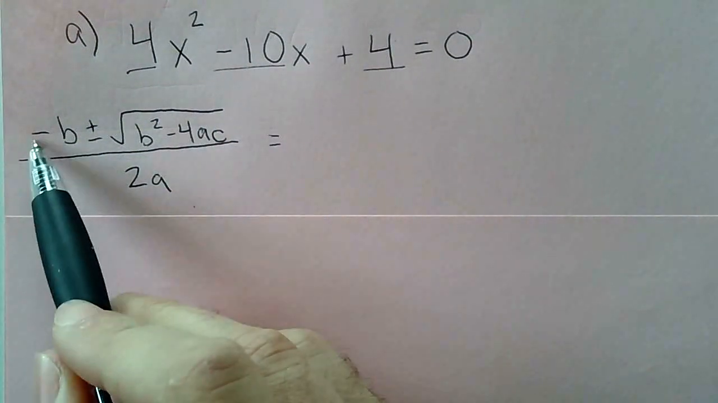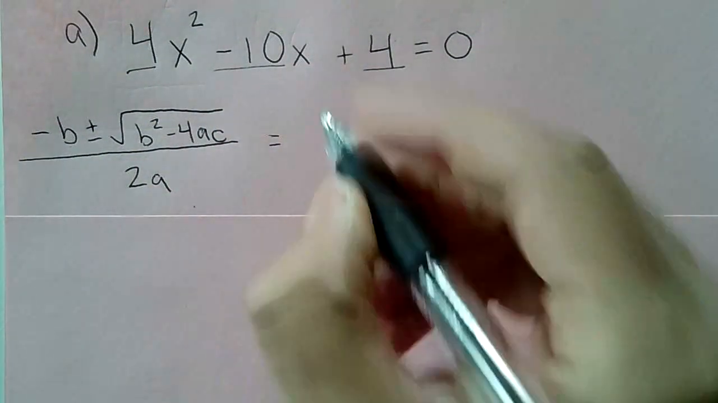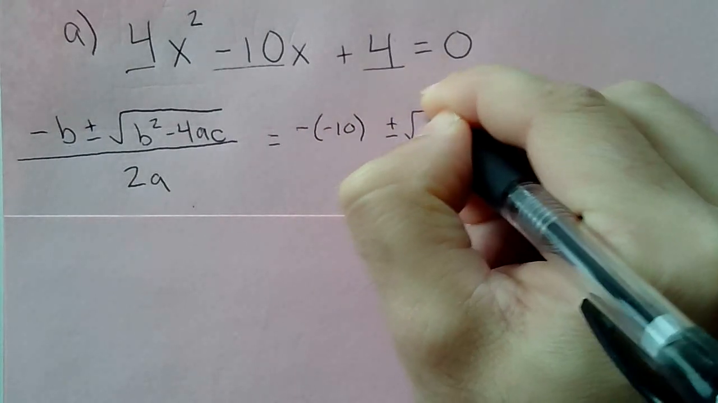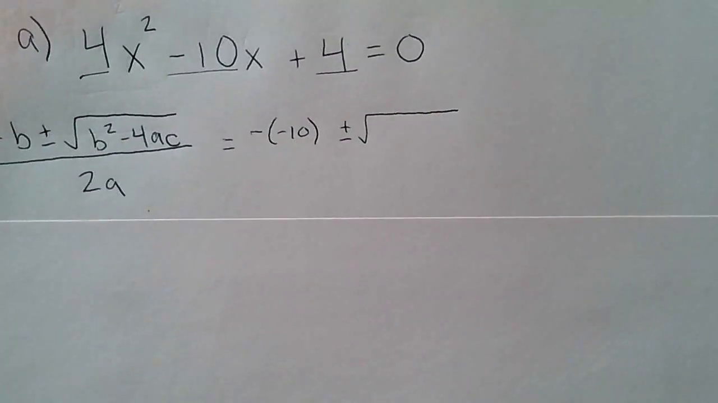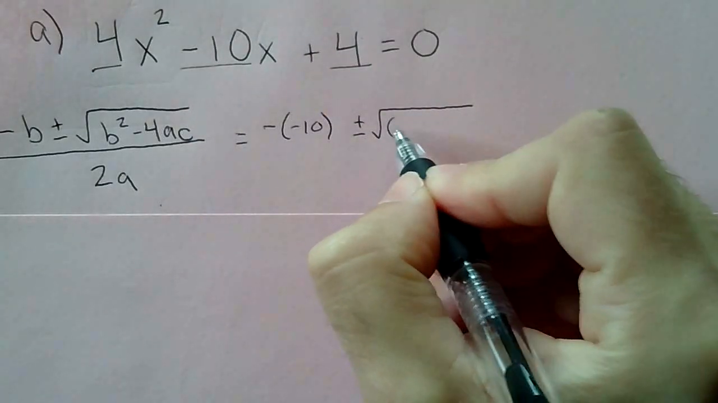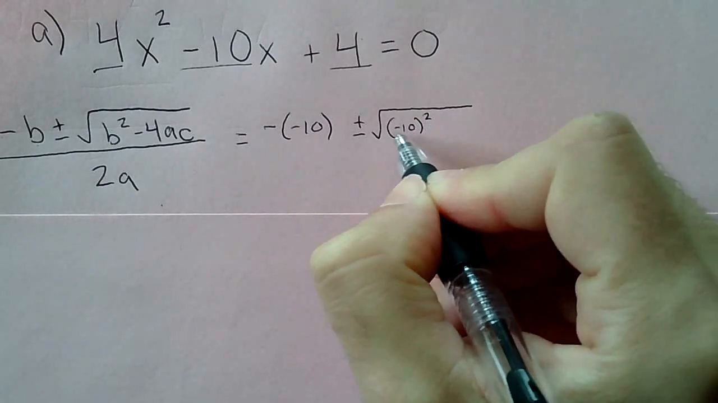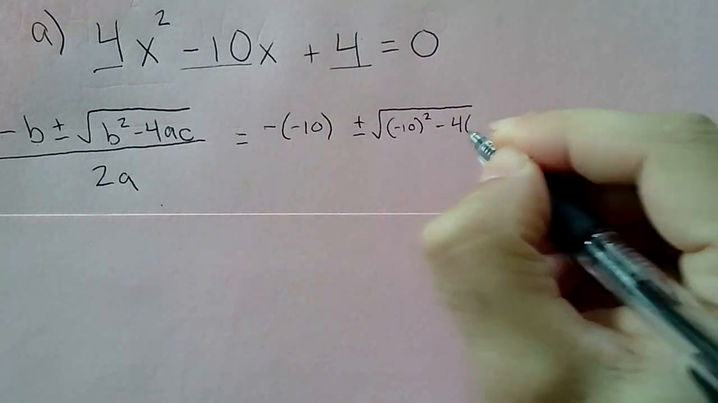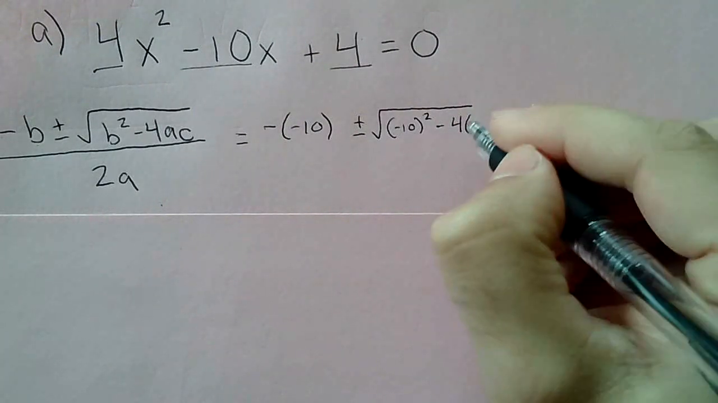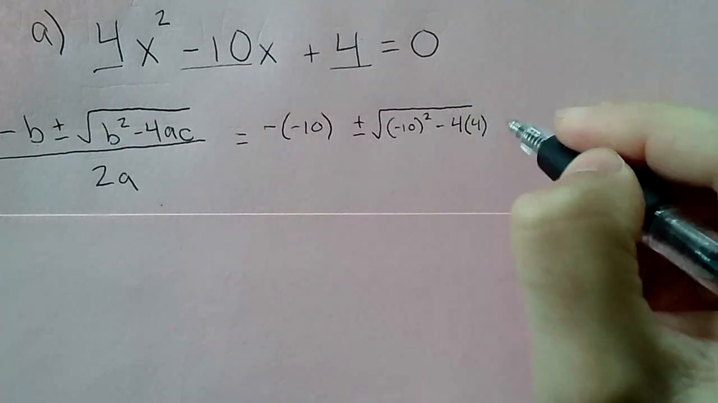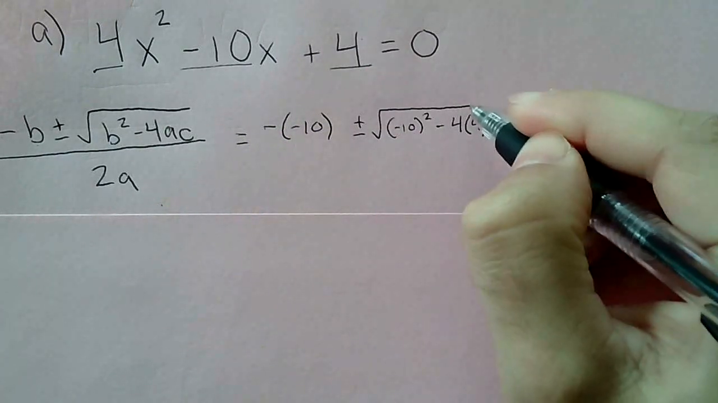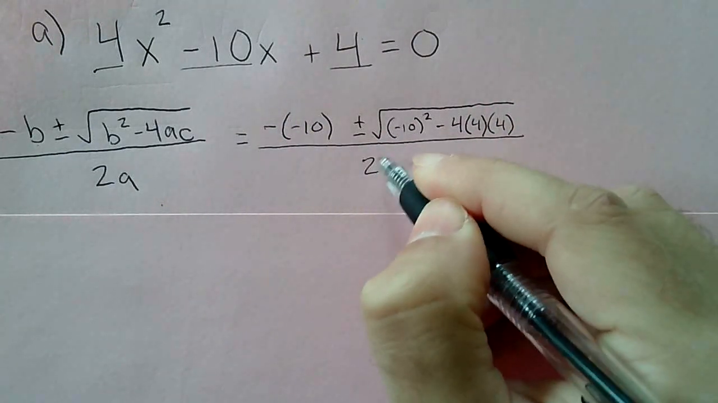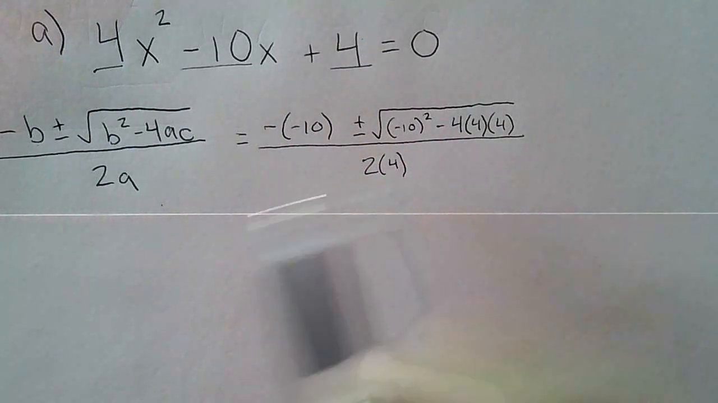So let's start that. The opposite of B, so the opposite of negative 10, plus or minus the square root of negative 10 squared. Now remember, I want to make sure I square negative 10, so I put it in parentheses, minus 4 times A, which was 4, times C, which was also 4. And I'm going to divide that whole thing by 2 times A, which was 4, so 2 times 4.